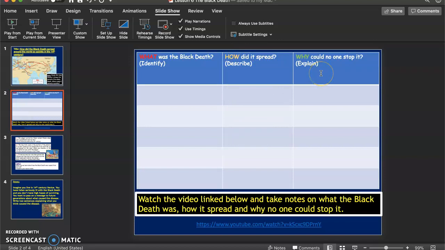And then finally, why could no one stop it? I know that seems like an obvious thing today. They had no vaccine, but at the time they had many approaches to trying to stem its flow, stop it from spreading even further. What were they? You don't need to fill in every one of these rows, but just as many as you can. It should take you about 20 minutes. Okay, so pause the video, and when you're done, you can resume.